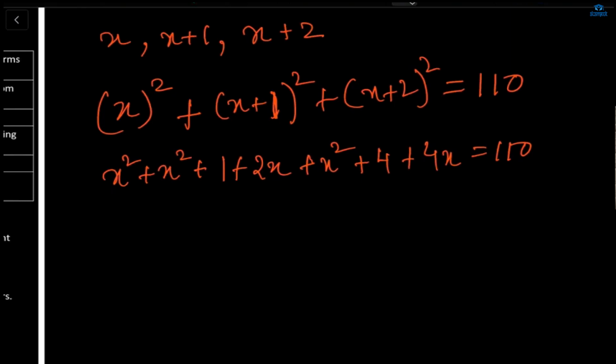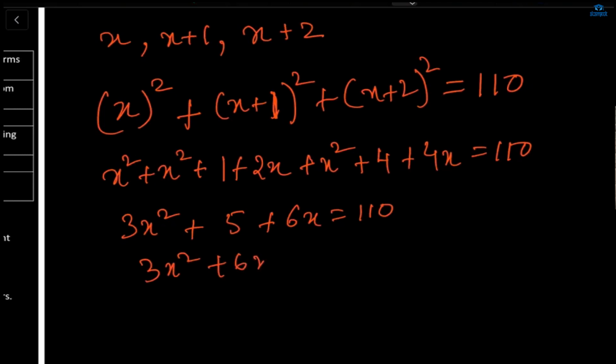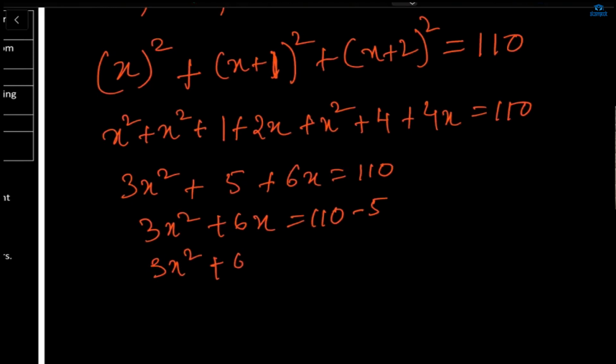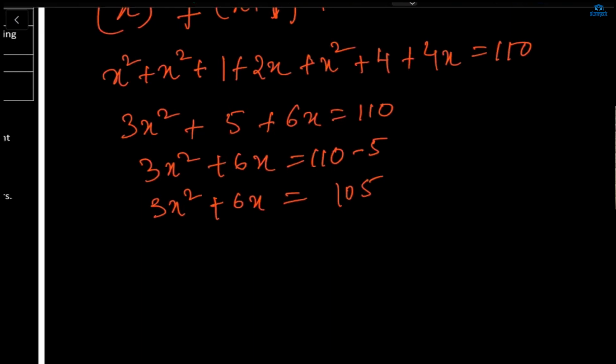So it will be 3x square plus 5 plus 6x is equal to 110. Now 3x square plus 6x is equal to 110 minus 5. 3x square plus 6x is equal to 105. Since you are going to form a quadratic equation, you are going to bring it in ax square plus bx plus c form.